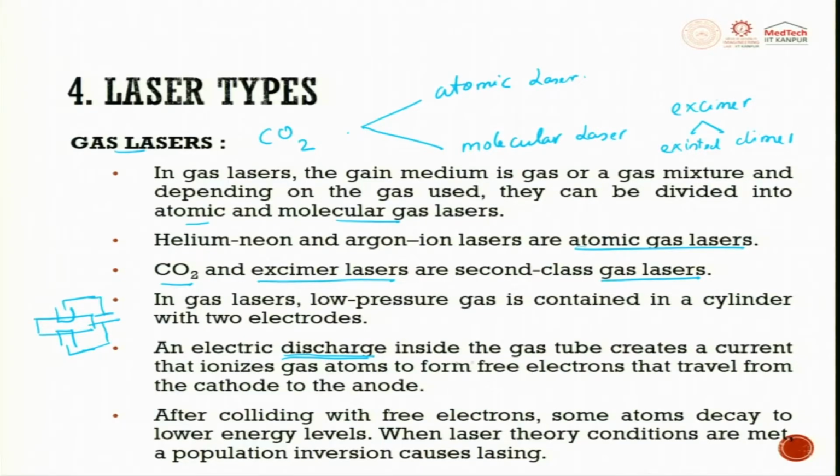An electric discharge inside the gas tube creates a current that ionizes the gas. The gas here is ionized. So what do you mean by ionization? Ionization of gas is nothing but plasma. Ionized gas atoms form free electrons that travel from the cathode to the anode. After colliding with free electrons, some atoms decay to a lower energy level.